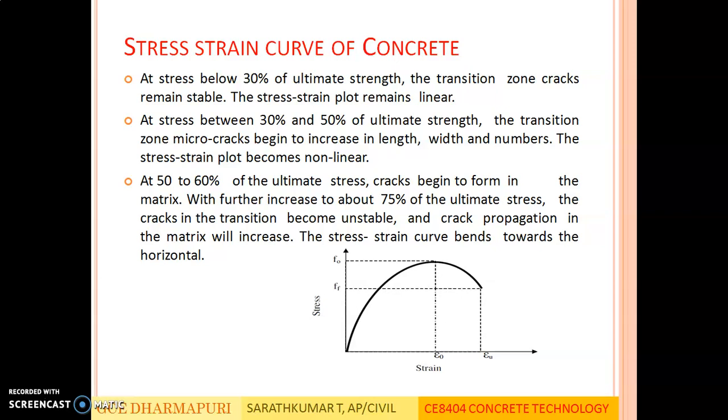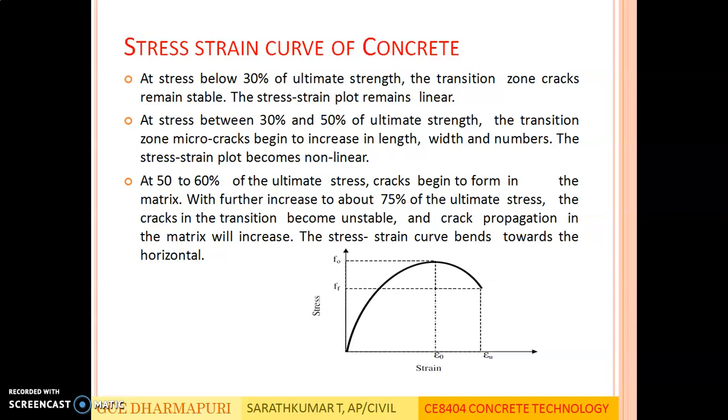At stress between 30 to 50% of ultimate strength, the transition zone micro cracks begin to increase in length and numbers. The stress strain plot becomes nonlinear. So after the load crosses 30% of the ultimate strength, the micro pores tend to get bigger and the number of micro cracks appears to be higher. At 50 to 60% of the ultimate stress, cracks begin to form in the matrix.